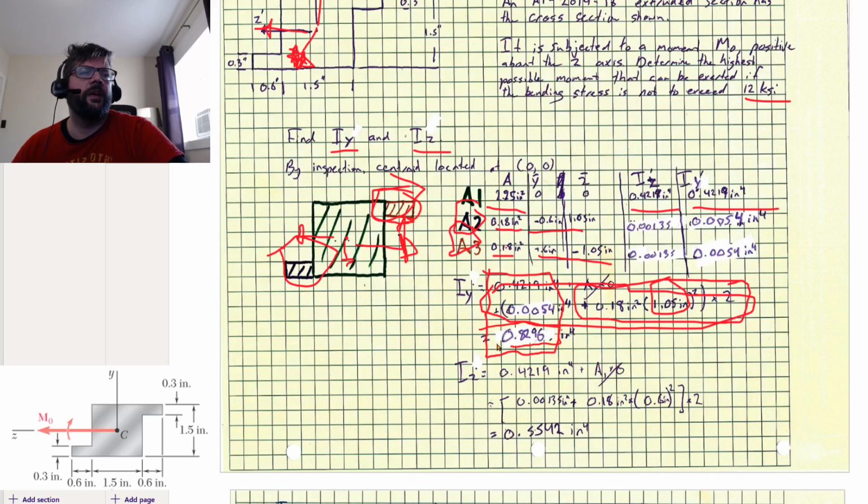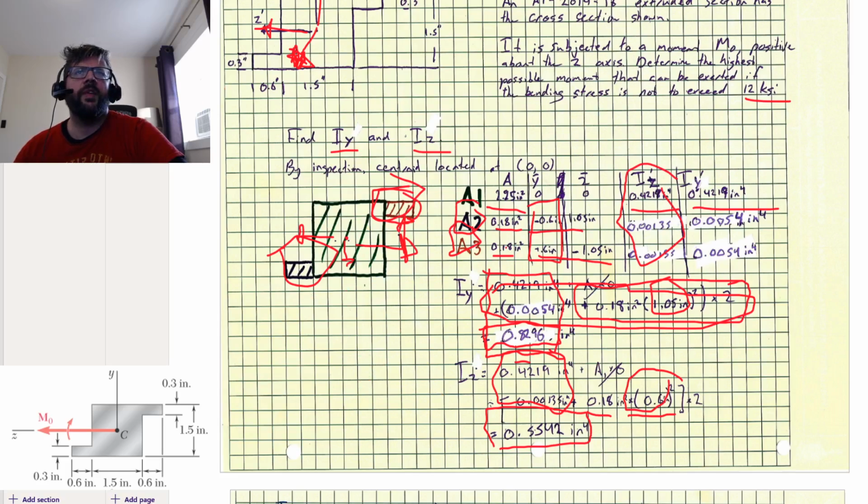So we end up with an IY of 0.8296 inches to the fourth, and then IZ in a similar manner. We add up our IZ primes, so that's those. Invoke our parallel axis theorem, and then we're just using the y distance here, squaring that, and again just multiplied by 2 because the only thing that changes is the sign on the y, which when you square it goes away. So we got that for our IZ.